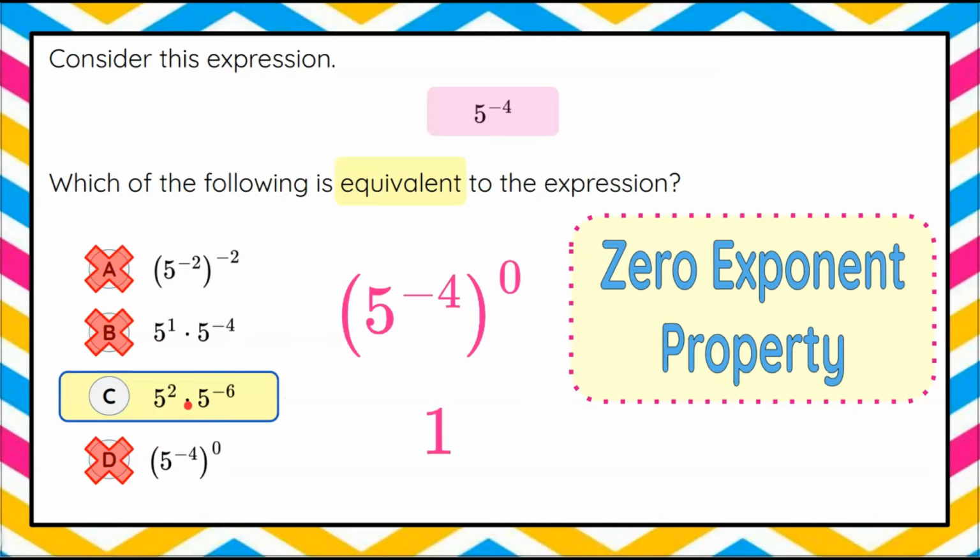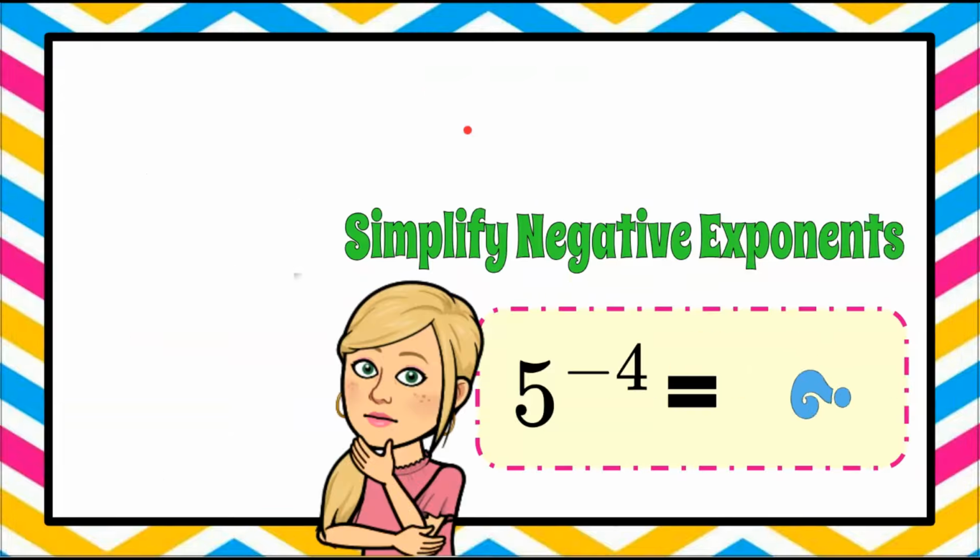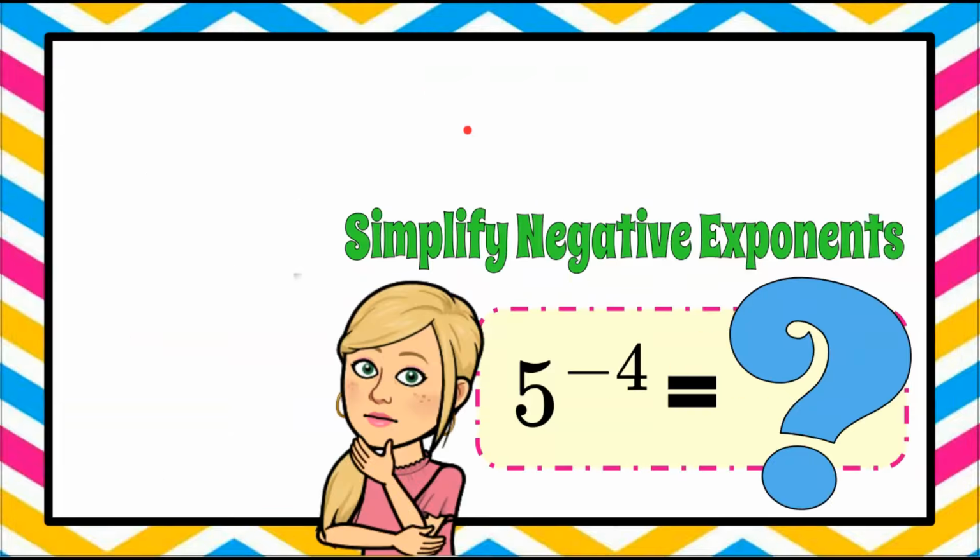5 squared multiplied by 5 to the negative 6 is equivalent to 5 to the negative 4. And there you have it. That is how we simplify negative exponents.